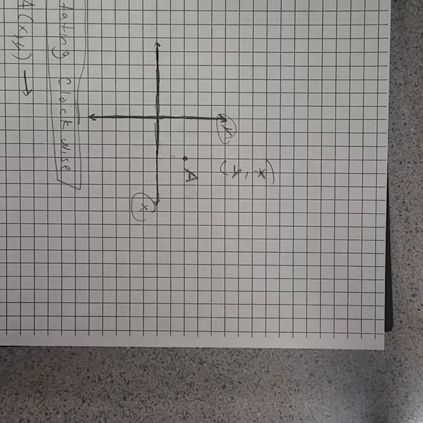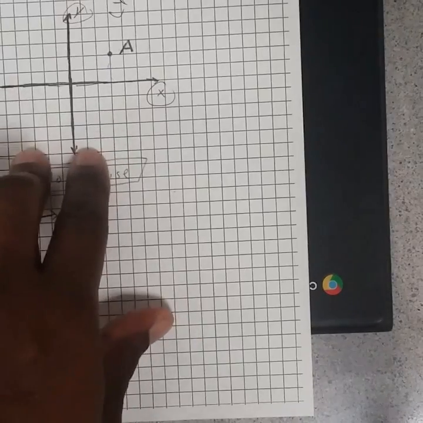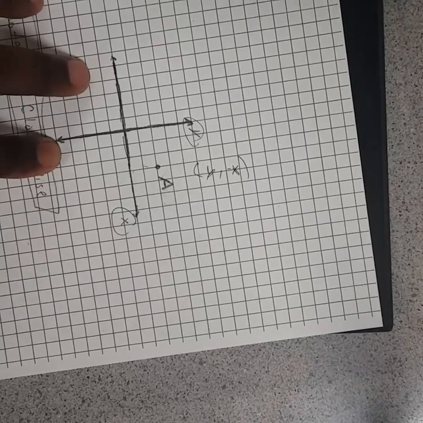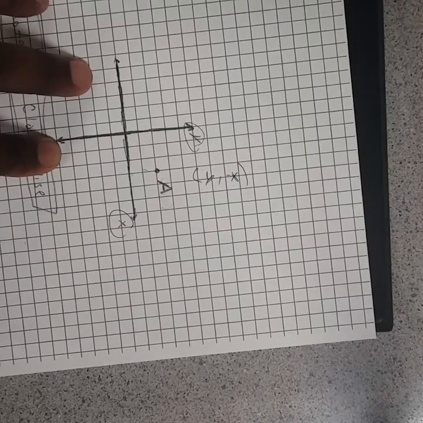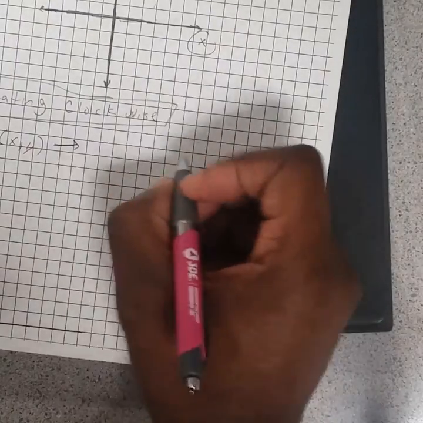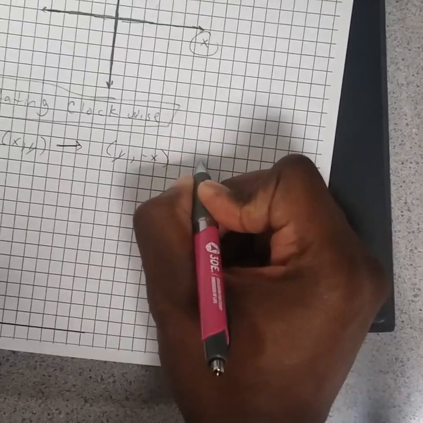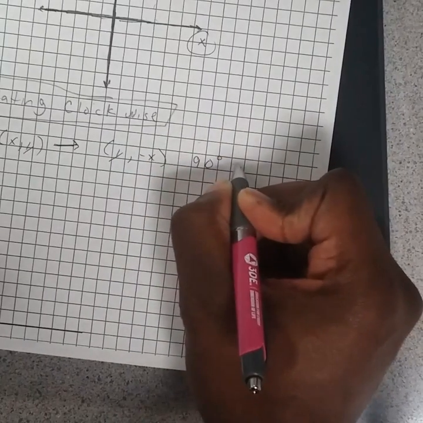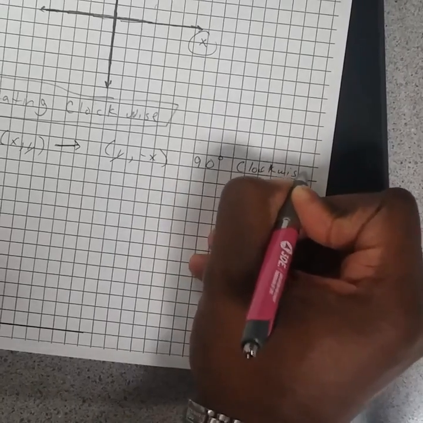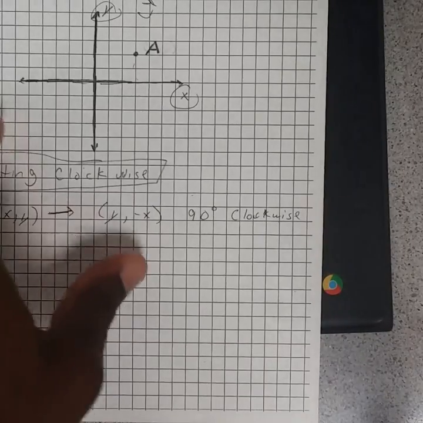If I rotate it 90 degrees clockwise, 90 degrees is one turn, right? So one turn and one quadrant. That's 90 degrees clockwise. The coordinate is Y, negative X. So this is Y, negative X when it's 90 degrees clockwise.